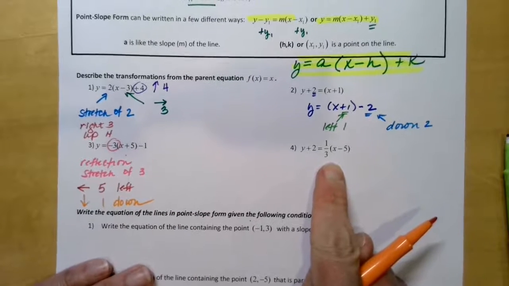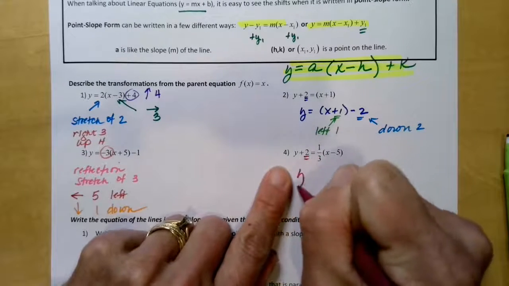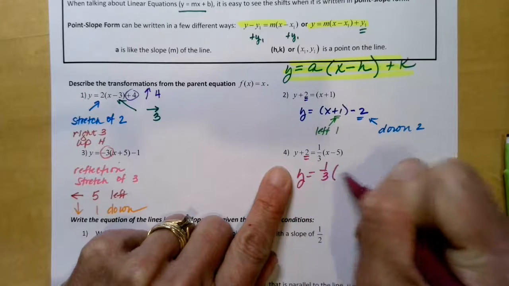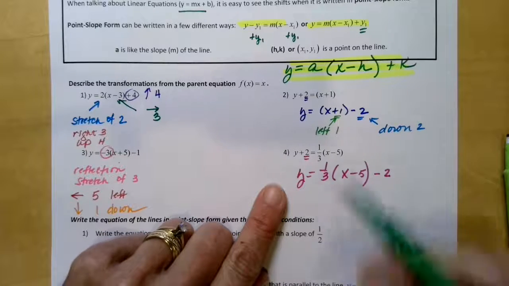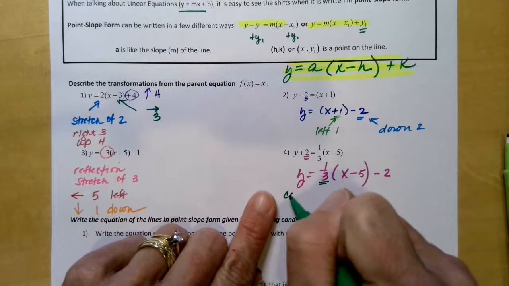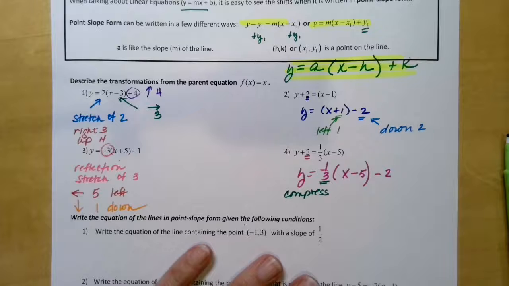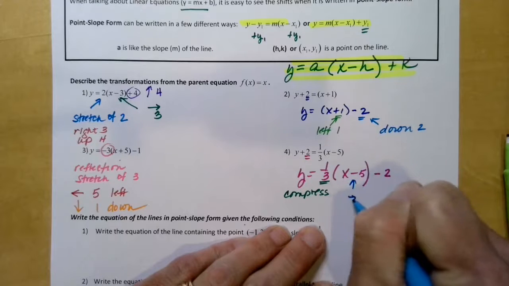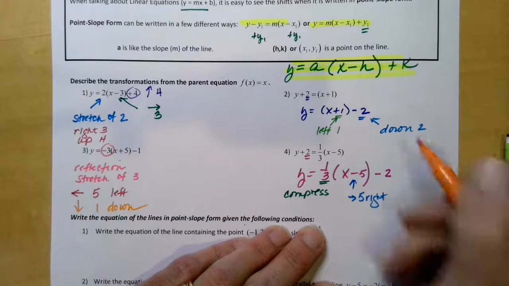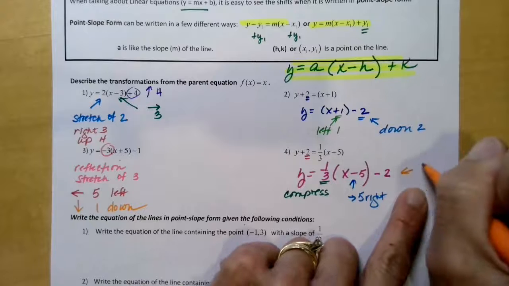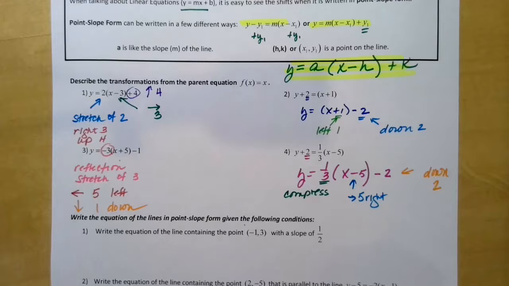All right, you ready to pick apart this one? First, let's take care of this too. Y is equal to 1/3 times x minus 5 minus 2. All right, let's talk about all the individual pieces. This, my friends, is going to compress the graph and make it flatter. This is going to move it 5 to the right. And this, say it with me now, is going to move it down 2. Okay.